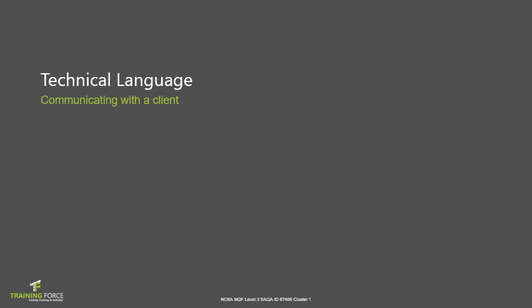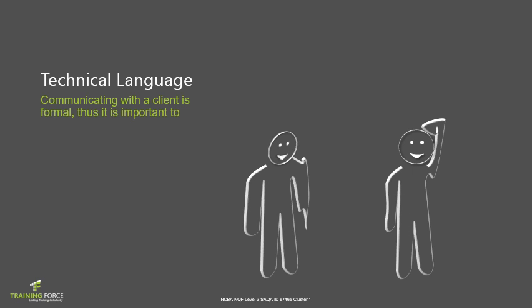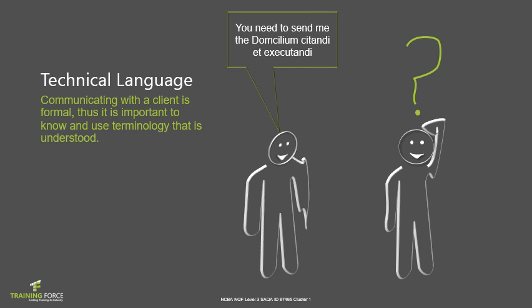Communicating with a client is formal, thus it is important to know and use terminology that is understood. Domicilium citandi et executandi means an address nominated by a party in a contract and is used in law. It is important to adjust yourself to the client's level and or even assist in understanding and or asking questions to fully understand what is being communicated. Put yourself in that person's position. How would you feel if you were asked that question or asked for the domicilium, things we cannot even pronounce, all right? So make sure that we use the correct terminology.